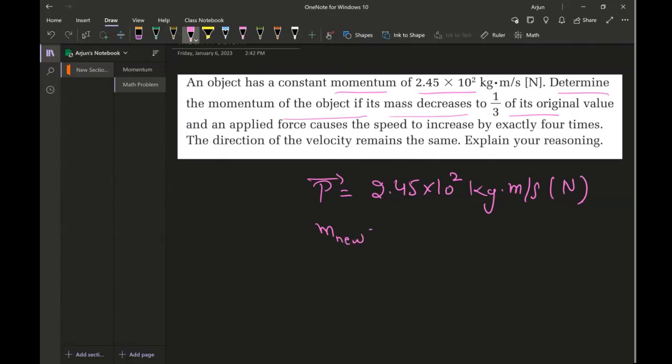So new mass is equal to one third of the previous mass. I'll call it the old mass. And the applied force causes the speed to increase by 4 times. So new speed, or velocity in this case, since the direction is not given, I'll keep the symbol as v, is equal to 4 times v old. And the direction of the velocity remains the same. So if it is north, this will be north, and explain your reasoning.